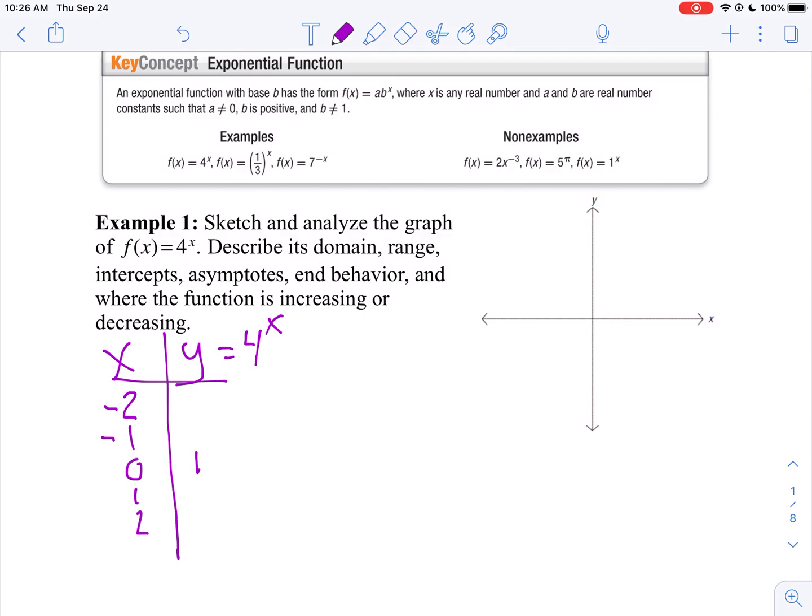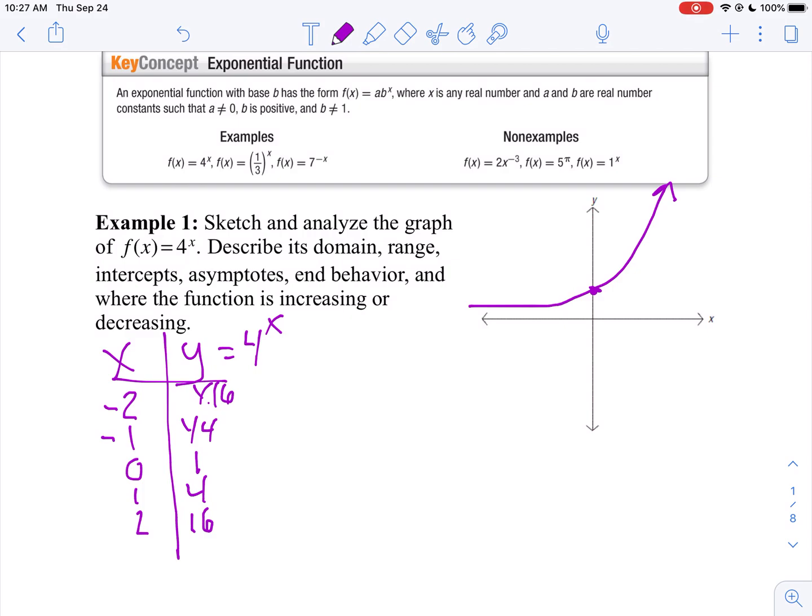4 to the first power, well, that's 4. 4 squared, that's 16. It gets really big fast, doesn't it? That's the one thing about an exponential function. 4 to the -1 would be 1/4. 4 to the -2 would be 1/16. So in other words, we know it crosses at 1, and it goes up really quick. It never crosses the x-axis because an exponent doesn't make it negative. So that's the sketch. It'll look something like that.